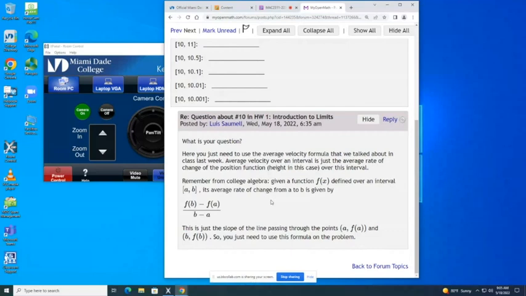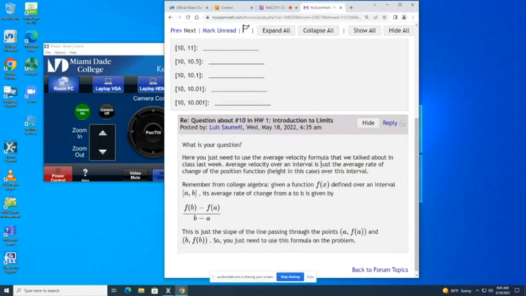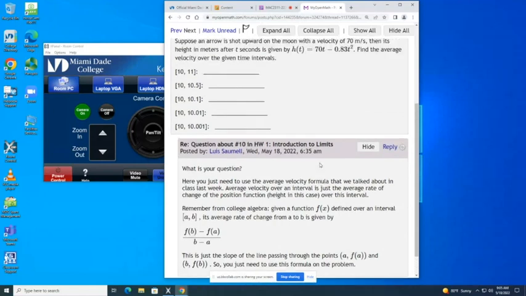Yes? So in this problem, all you have to do is do this 5 times. Your interval is 10 to 11, so your A is 10, your B is 11. And your function is the height function. And as we mentioned last week, when you find average velocity, that's just the average rate of change of the position function, which in this case is the height function. Do you understand this? So this problem is just compute this 5 times.